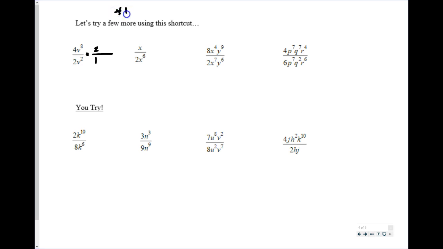So actually, instead of using letter, let's say base or variable. So the variable goes wherever the bigger exponent was. So the bigger exponent in this case is 8. So when I put my v to the 6, I'm going to put it up top where the 8 is.